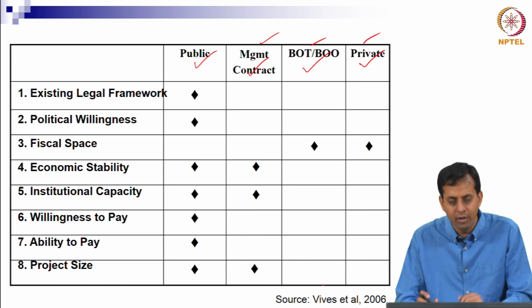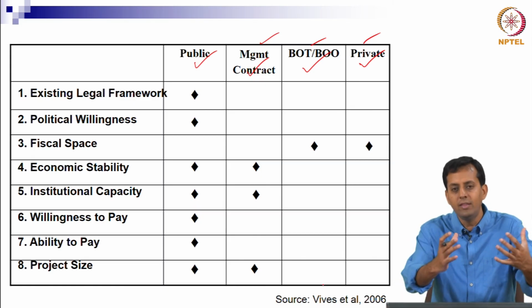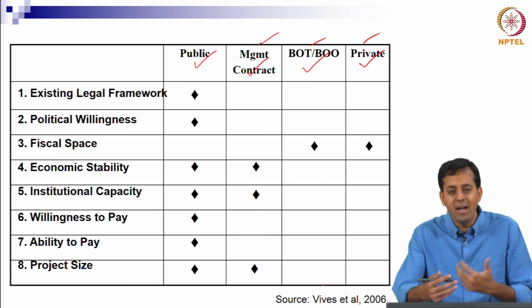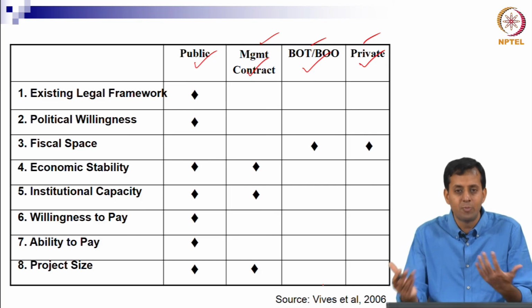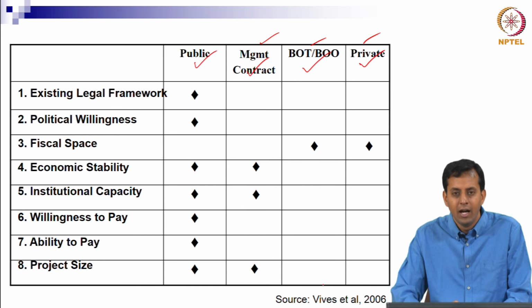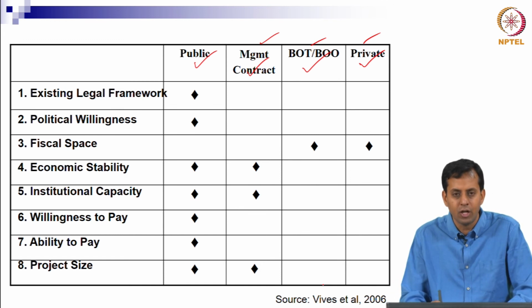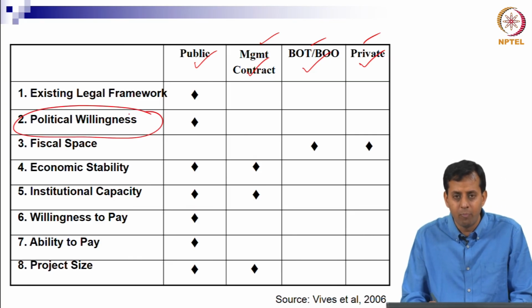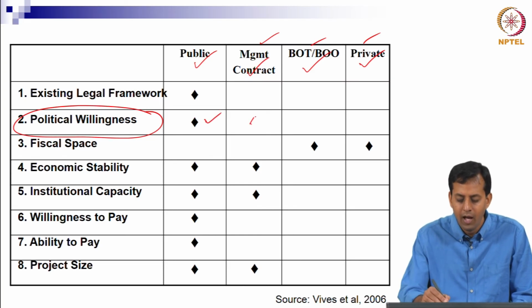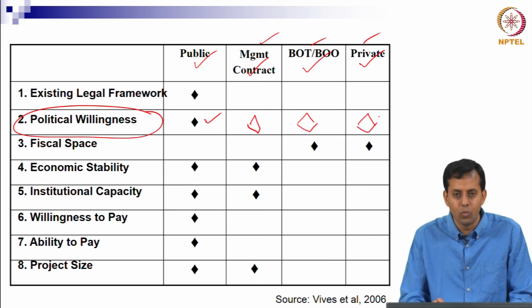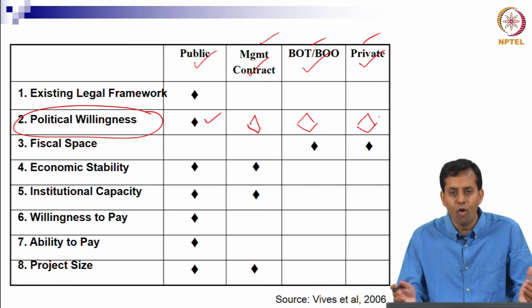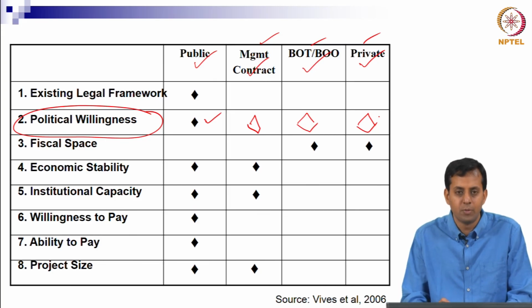So what Antonio Vives and his colleagues have said is, look at these 8 parameters, right? Depending on the value of these parameters in a particular project context, decide whether you should do it public or PPP. So in a particular project context, political willingness might be very high. If political willingness is very high for a PPP, yes, you can certainly do it in the public domain, right? That is certainly a possibility, but you can also do it in any of these 3 other modes as well, okay? So all 4 of these modes then become possible, right?